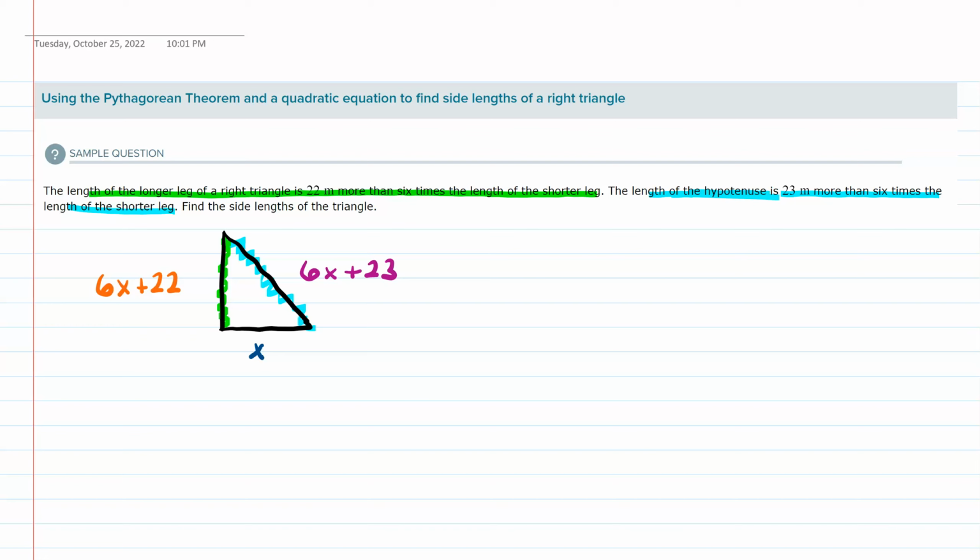And now we have to find the lengths of the triangle. In order to do that, we need to find x, and once we find x, then we can plug x back in.